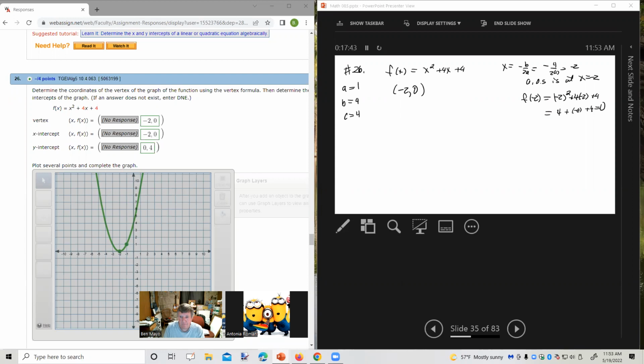Okay? To find the x-intercept, you'd set y equal to 0. So let's see, this is the vertex.